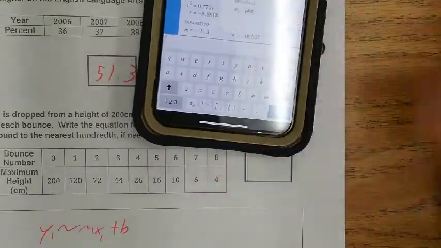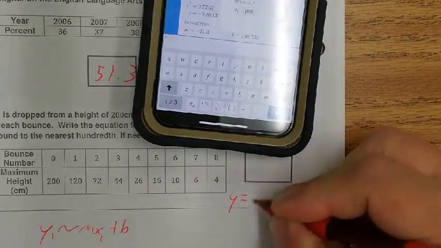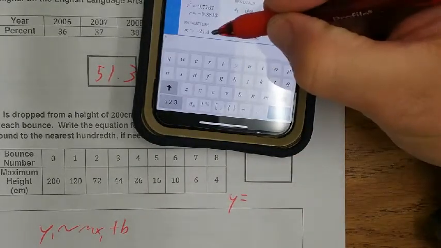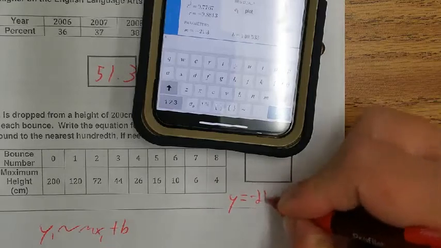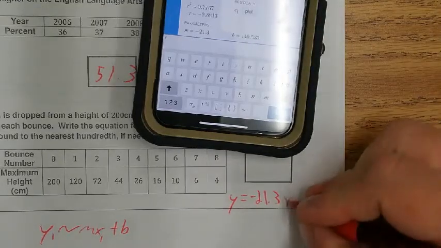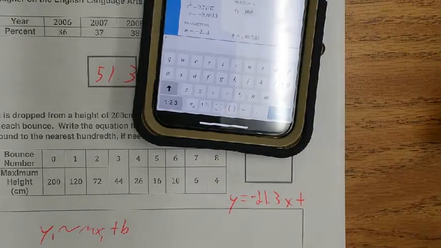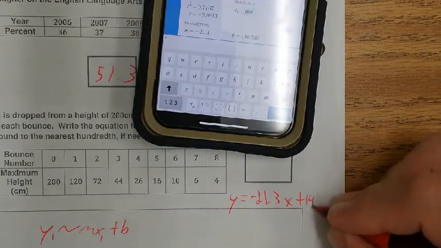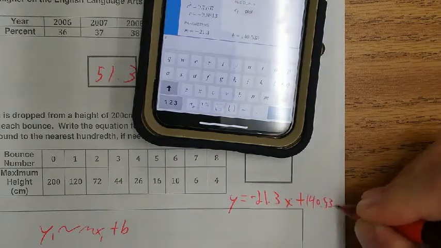So that's how we create the equation. We're going to get y equals m. M is your slope. Your slope is going to be negative 21.3. x plus b. B is your y-intercept. 140.533.